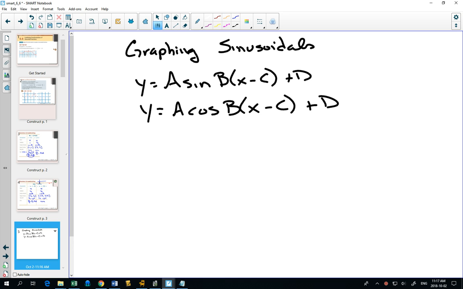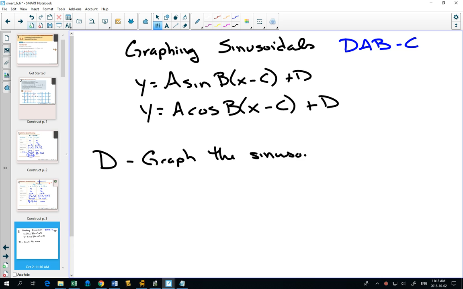And this shortcut I call DAB C. Now, what does DAB C stand for? Well, the DAB C stands for do the D value first. What does the D value represent when you're thinking about sine and cosine graphs? That represents your center line, your sinusoidal axes. So we're going to start with graphing our sinusoidal axes first.